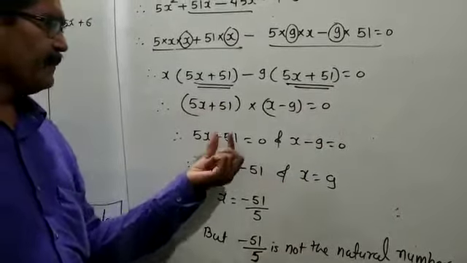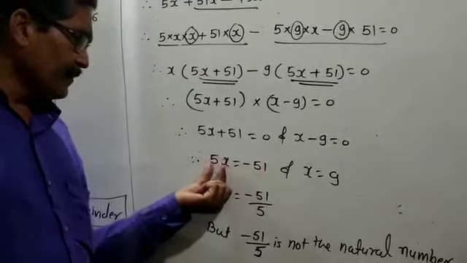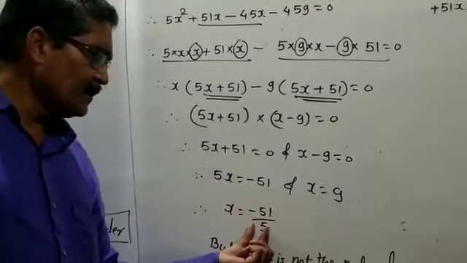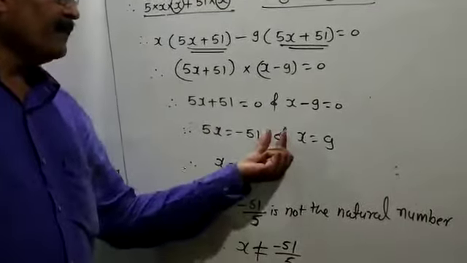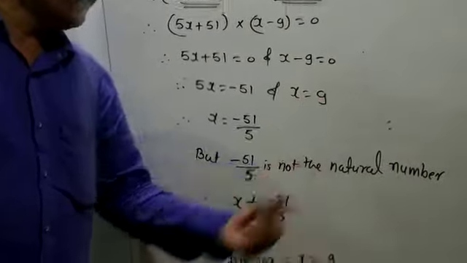Transpose this plus 51 to that side, that becomes minus 51, and this 5 multiplied by x, the 5 becomes divided by 5. X is equal to minus 51 upon 5, and x minus 9 is equal to 0, you have to shift minus 9 to that side, minus 9 becomes plus 9.